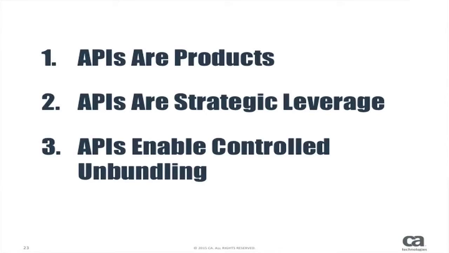So, in summary, there are 3 quick lessons I wanted to share with you today. Right? Manage your APIs as products. Do not just treat them as data sources. Think about capabilities, design them as products, put product managers to manage your products. APIs are strategic leverage. I told you about 3 ways you can leverage APIs in great ways. There are probably more. And APIs can be an extremely effective tool in controlling the unbundling.